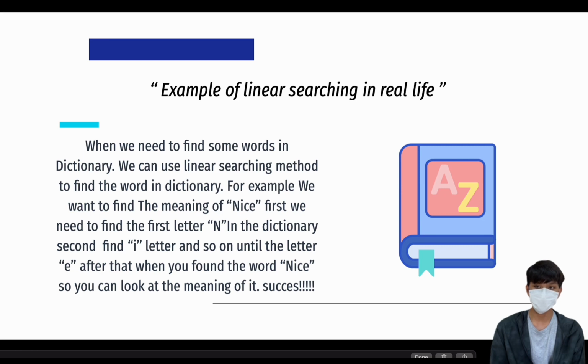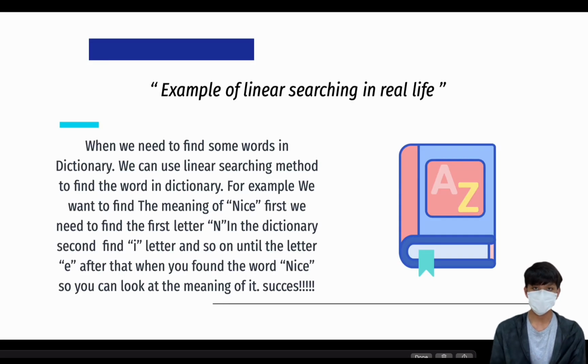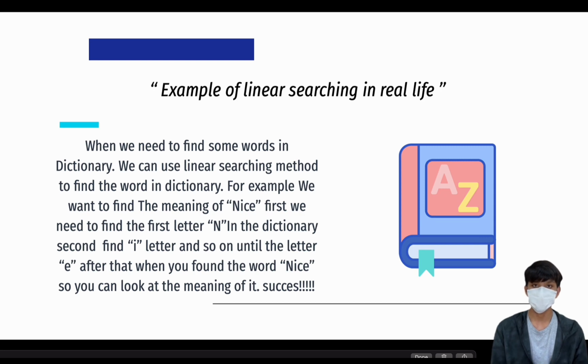And then we have to find the next letter in the word nice, that is I. So we run to find the letter I in the N page, in the N letter page. So we go NA no, NB no, till NI. So we do this till letter E because it's the last letter in the word nice. So when we found the word nice in the dictionary, we can find the meaning of nice.